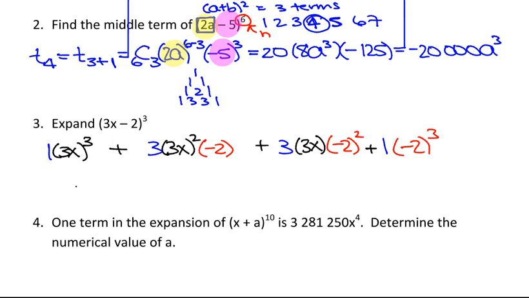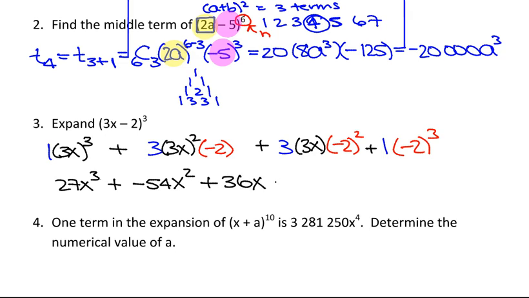So 3 cubed is 27. 27x cubed plus, I have 3 times 3 squared, so 3 times 9 is 27 times -2 is -54. Should be subtracting, oh well. X squared plus 3 times 3 is 9. 9 times -2 squared, which is 4, gives 36x. And then -2 cubed is -8.